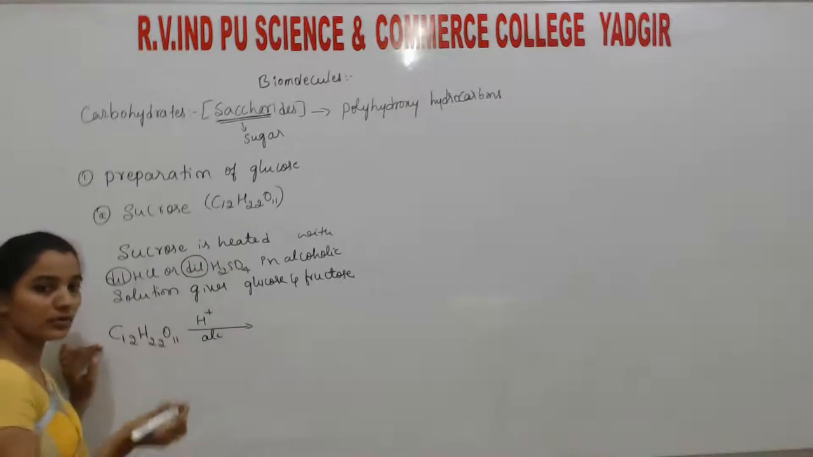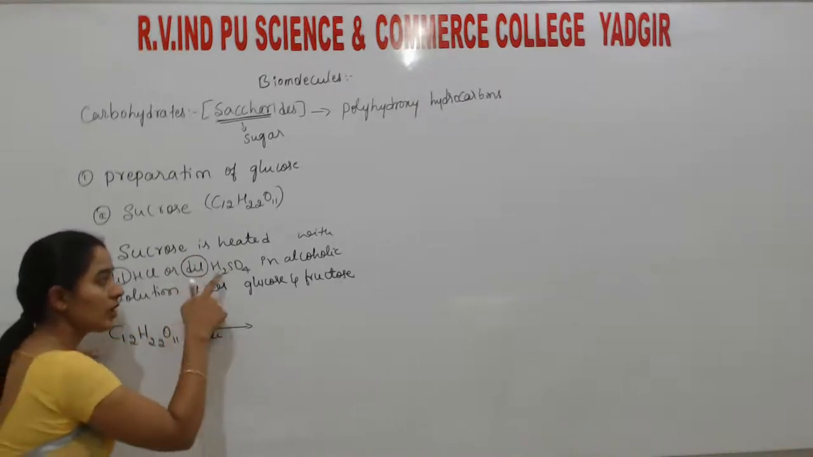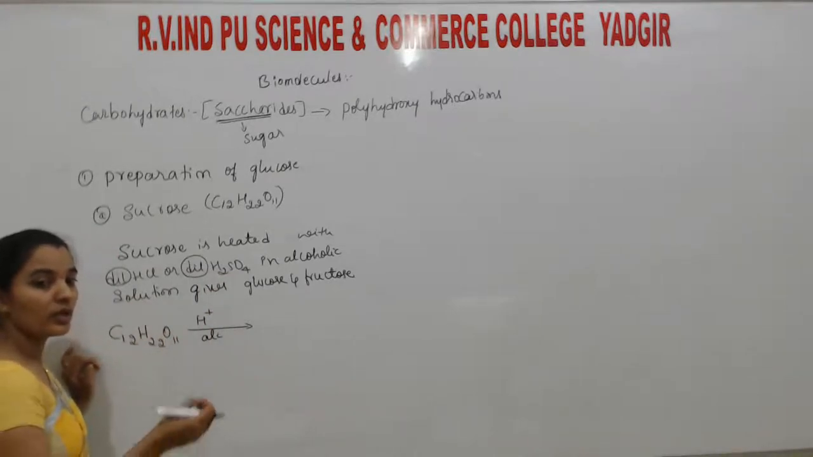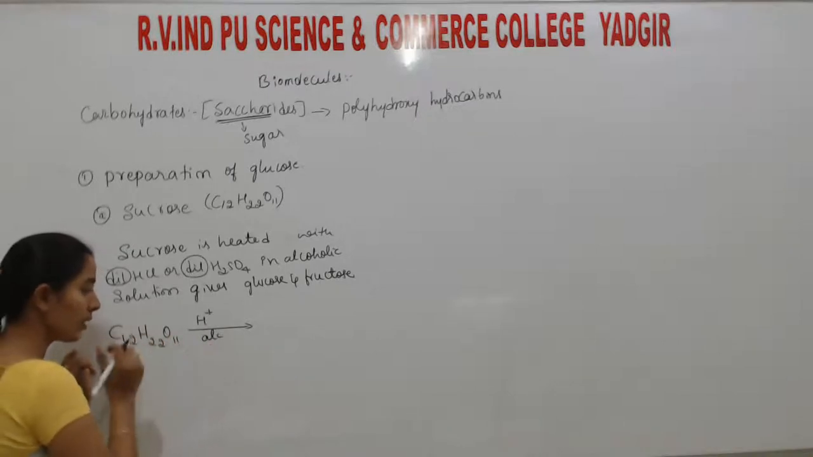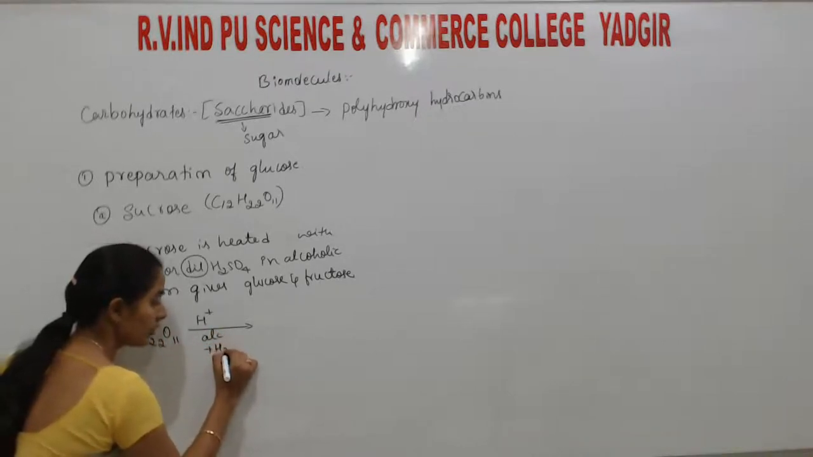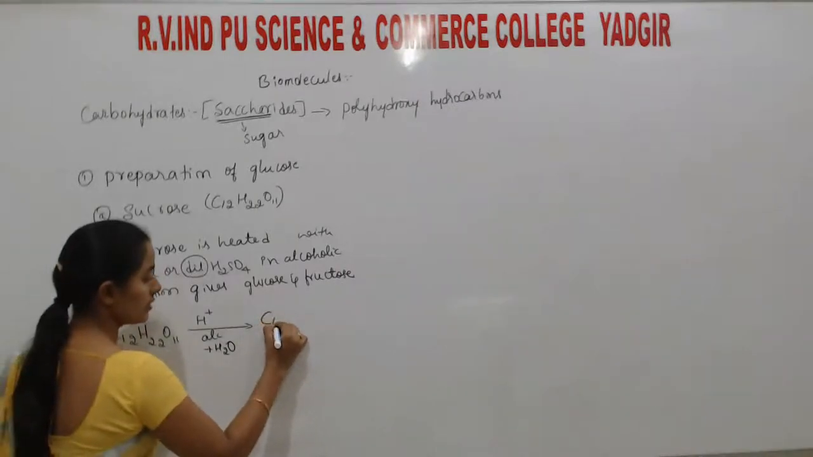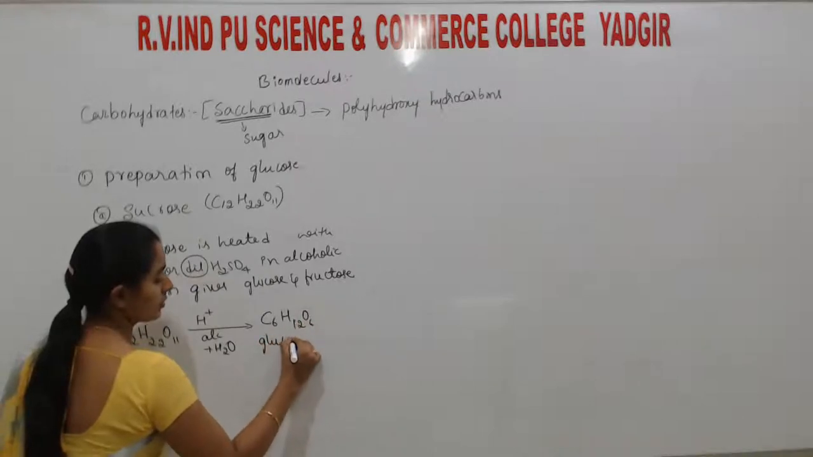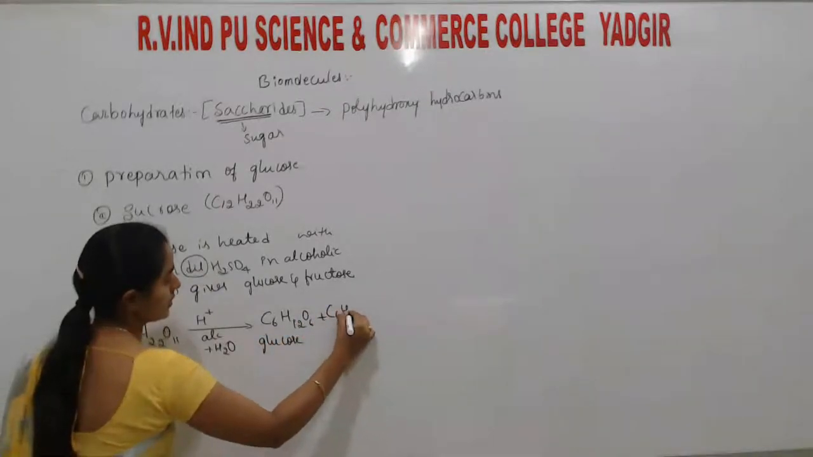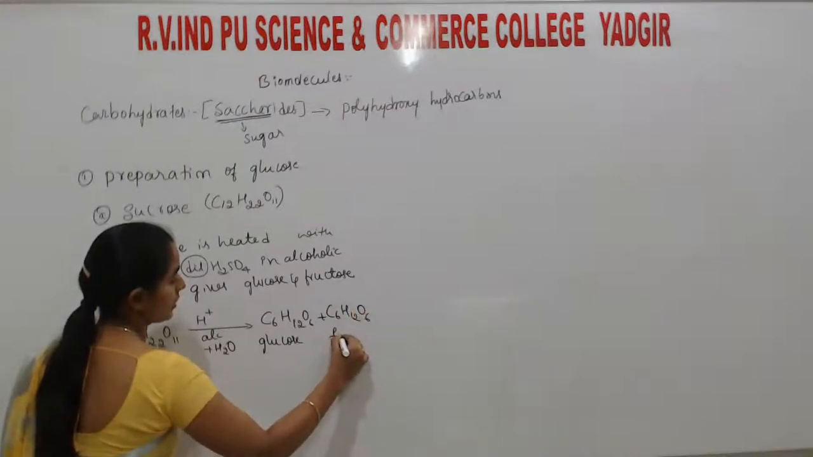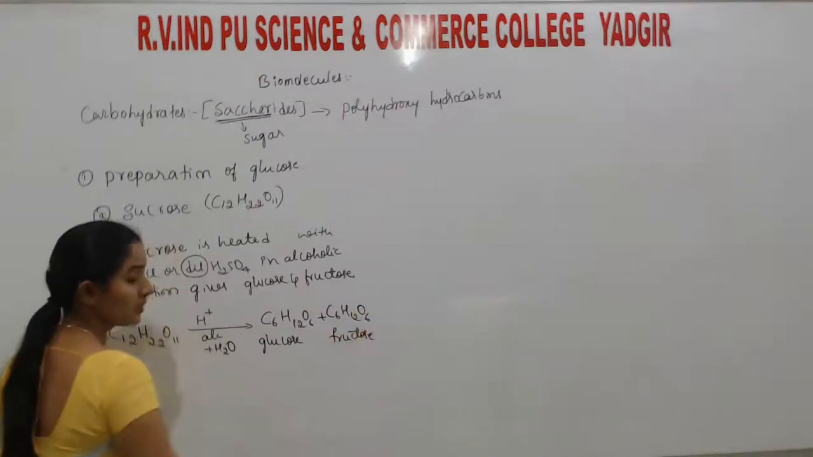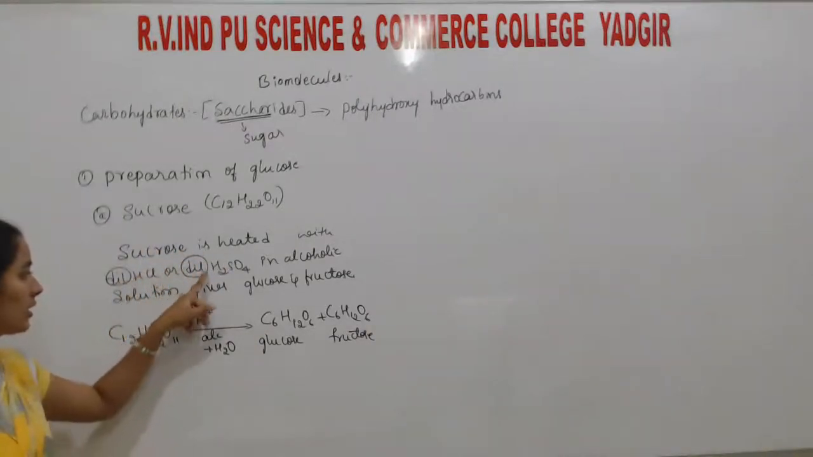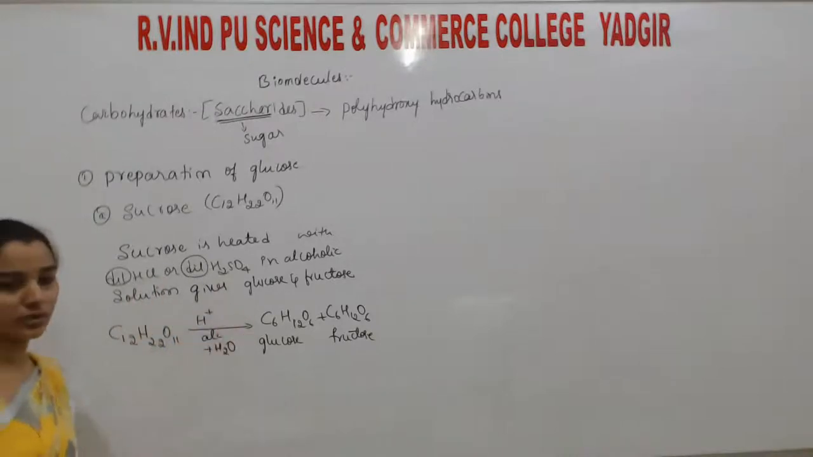Dilute means the addition of water molecule takes place, you know, concentrated H2SO4 is a dehydrating agent. Dilute H2SO4 is used to add a water molecule. Here water molecule is added, plus H2O. Then one is C6H12O6, that is glucose. Another one is C6H12O6, that is fructose. This is one method of preparation from sucrose. Sucrose is heated with dilute HCl or H2SO4 in alcoholic solution gives glucose and fructose.